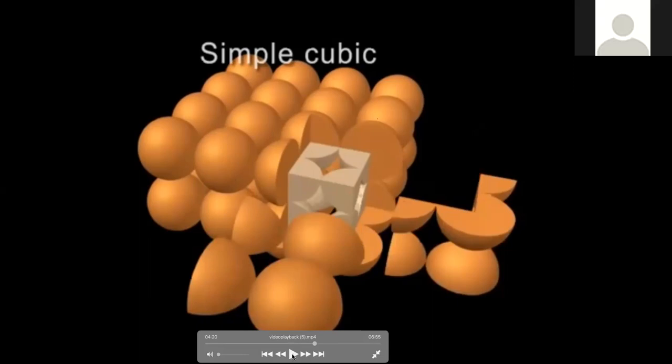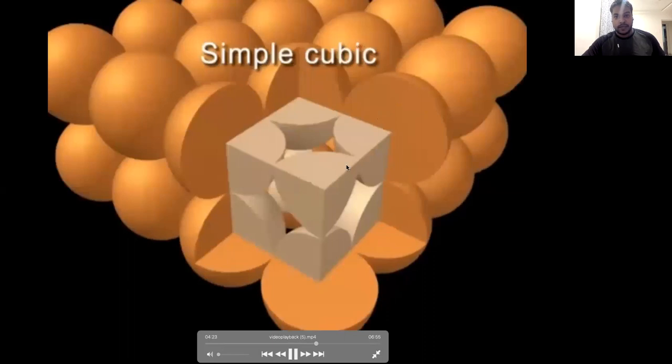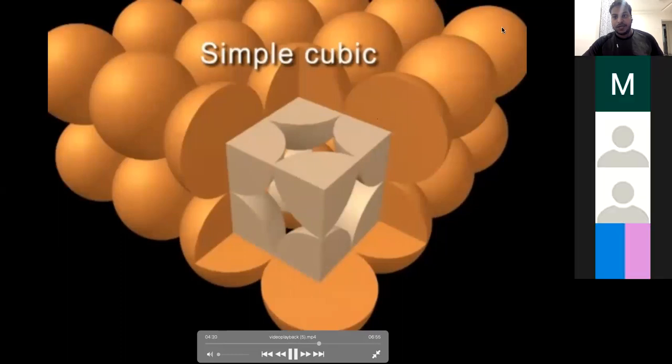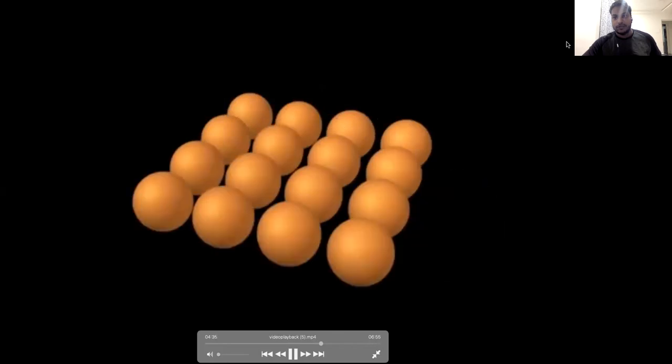Yes, sir. Right. So that's what is happening here. That's how the simple cubic is formed. Now, if you look at the other cases, other than simple cube, what you will have.